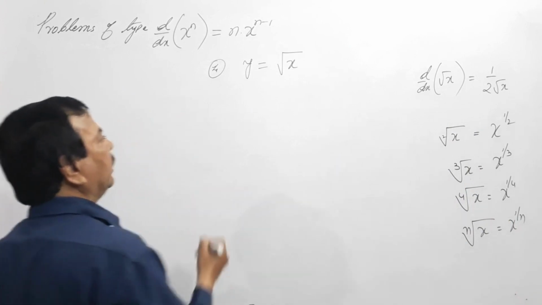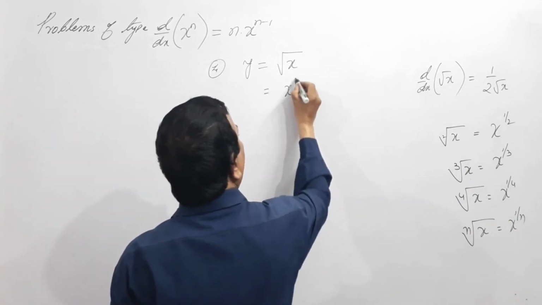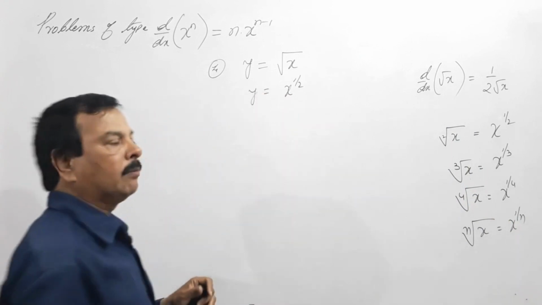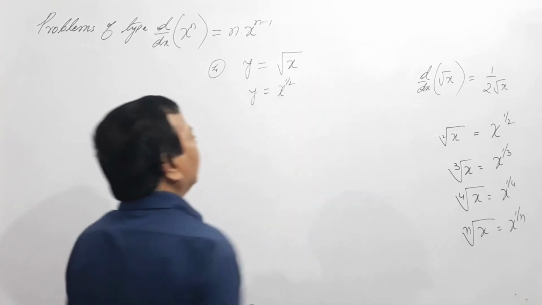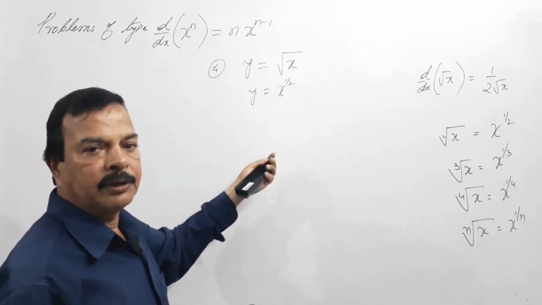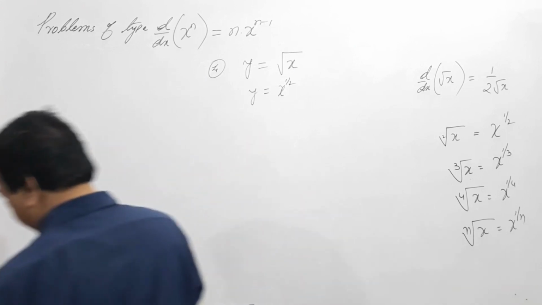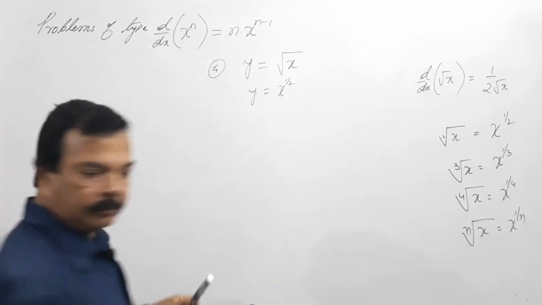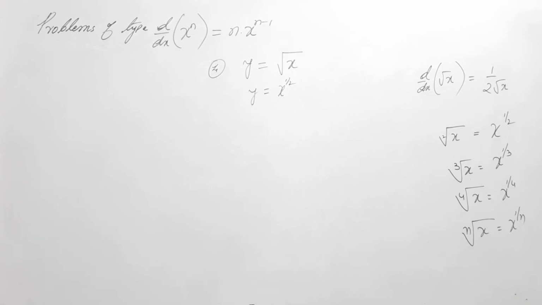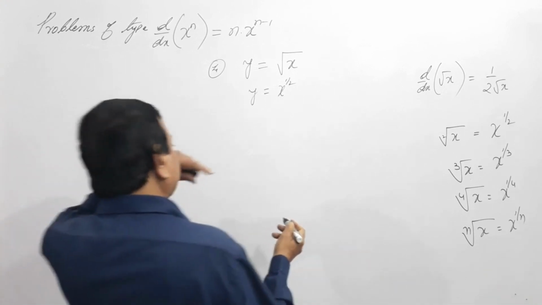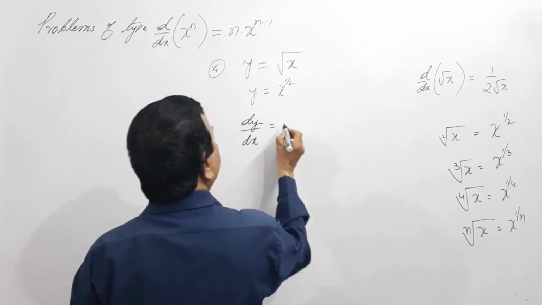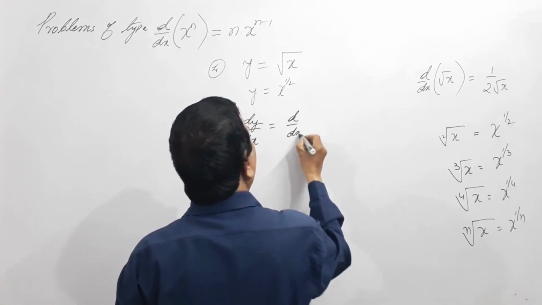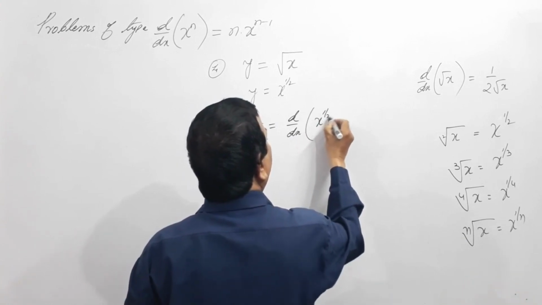So using that logic here, can I write this as x to the power of half? So y equals x to the power of half. Now this is the standard form which can be differentiated easily. Therefore dy by dx equals d by dx of x to the power of half.